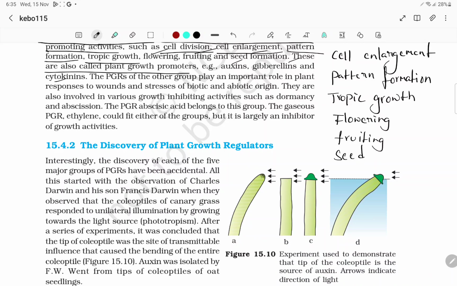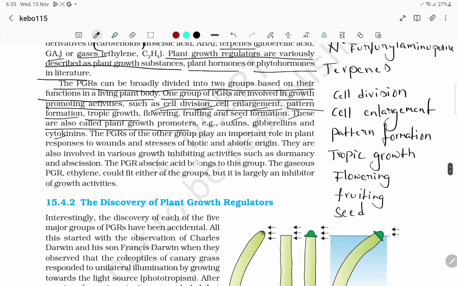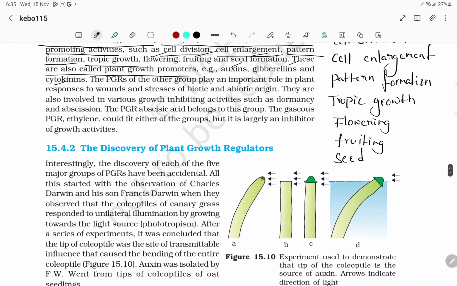So gibberellic acids are terpenes. Auxins are indole compounds, indole 3-acetic acid. And N6 furfuryl aminopurine, that is cytokinin. The PGRs in the other group play an important role in plant responses to wounds and stress of biotic and abiotic origin. They are involved in various growth inhibiting activities also, such as dormancy and abscission. The PGR abscisic acid belongs to this group only.